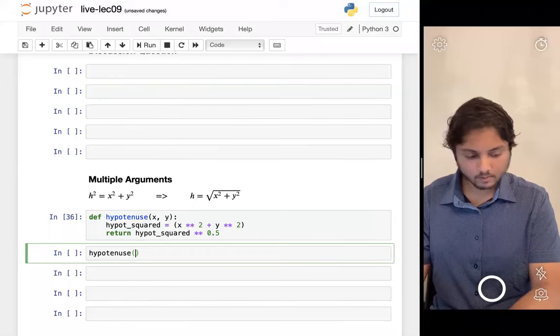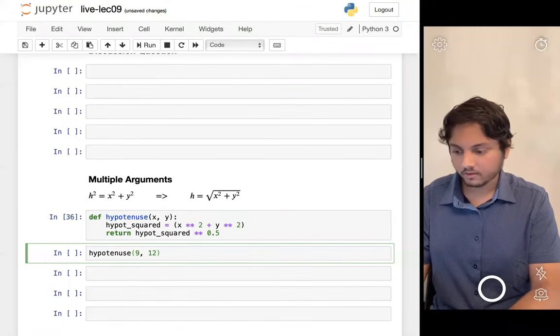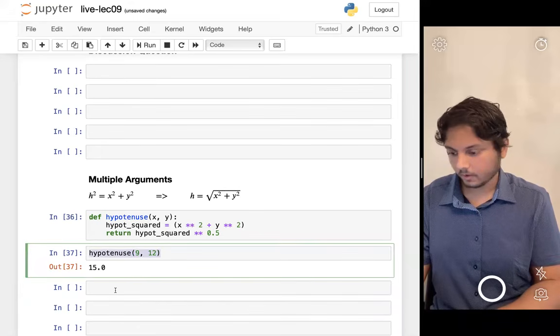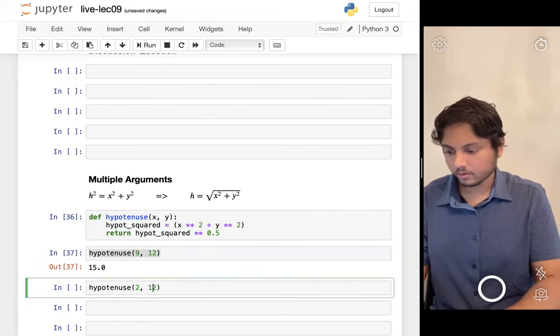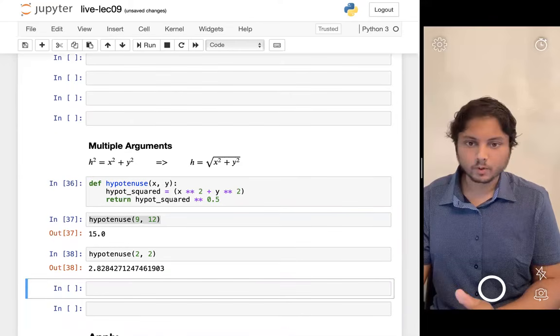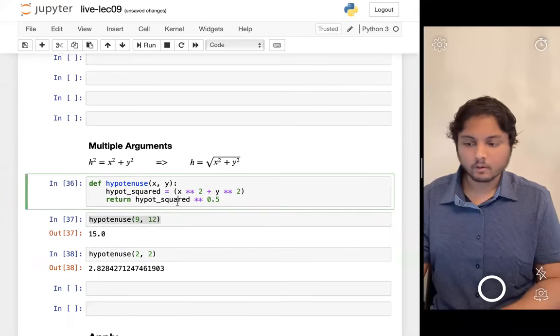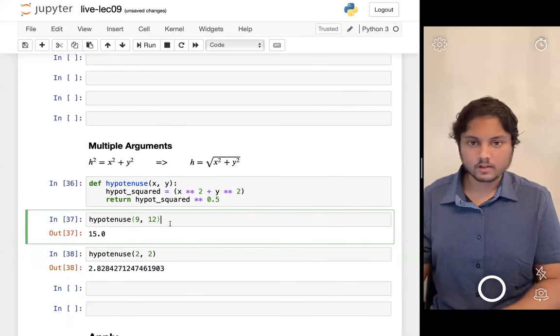So we can do an example like hypotenuse of 9 and 12, and that gives us 15. We can also do 2 and 2, it gives us 2.8. So this is another way to create functions, in this case using two arguments.